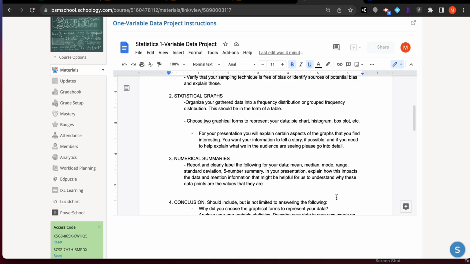When you present that, you're going to be explaining the different aspects of the graph that you find interesting, sort of trends that you might see, basically talking through the graphs.